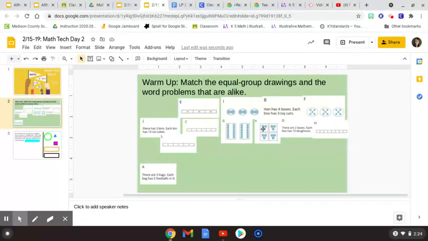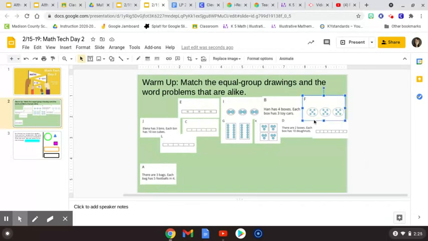So I need to go and look at my other drawings, my other equal groups, and see, do any of these show 3 groups of 5? Pause the video and see if you can find one. Okay, so hopefully you should have found one, or if not, there are 2 different representations for 3 bags of 5. All right, I'm just going to show you one of them, and for your assignment, you need to find the other representation that matches this one.